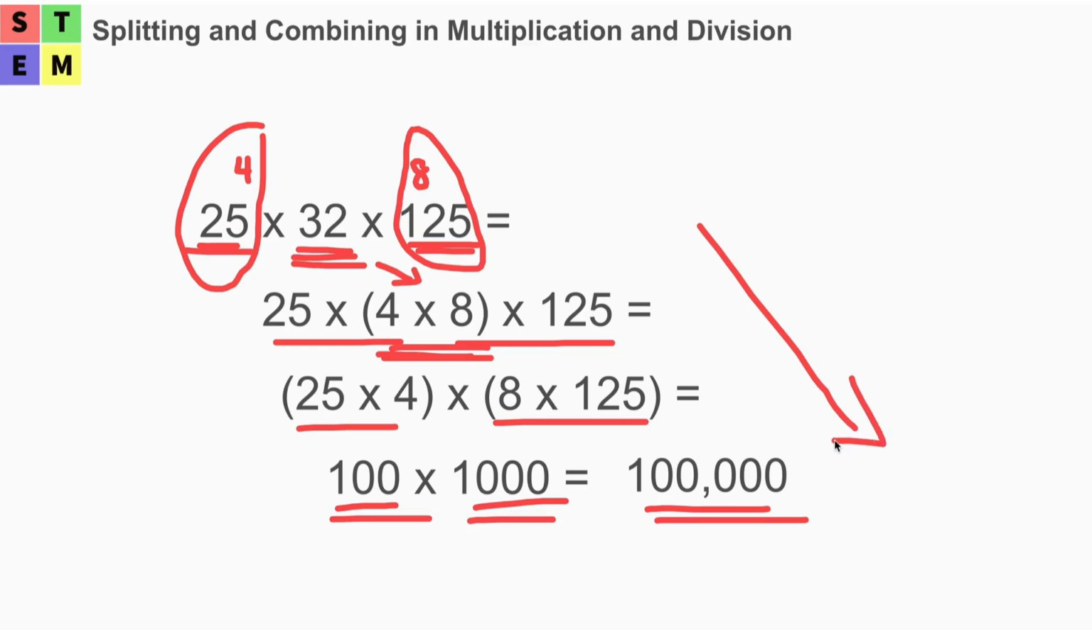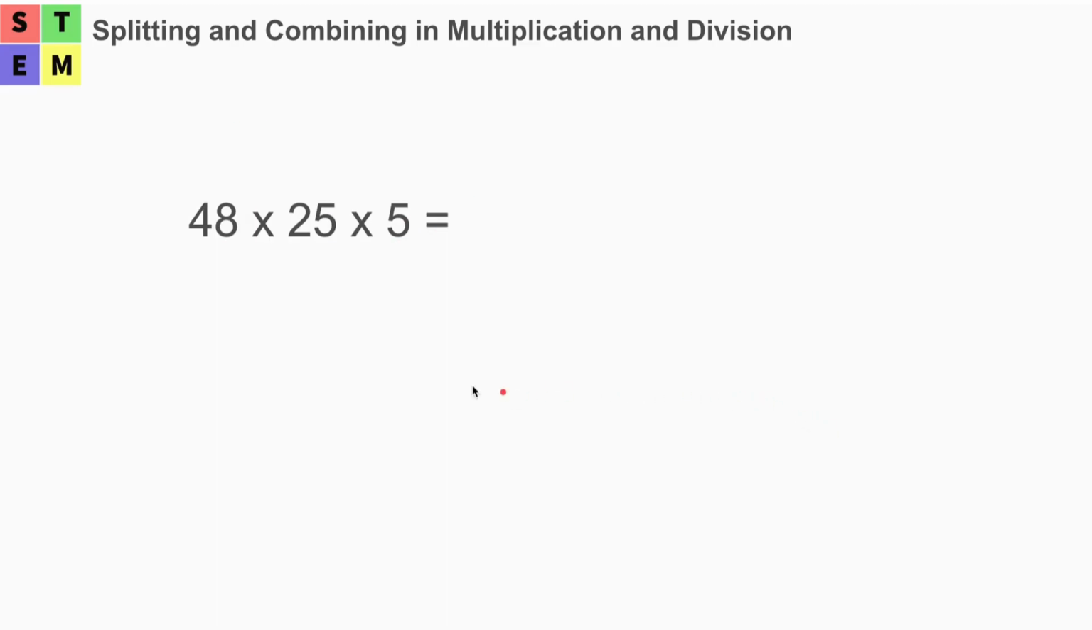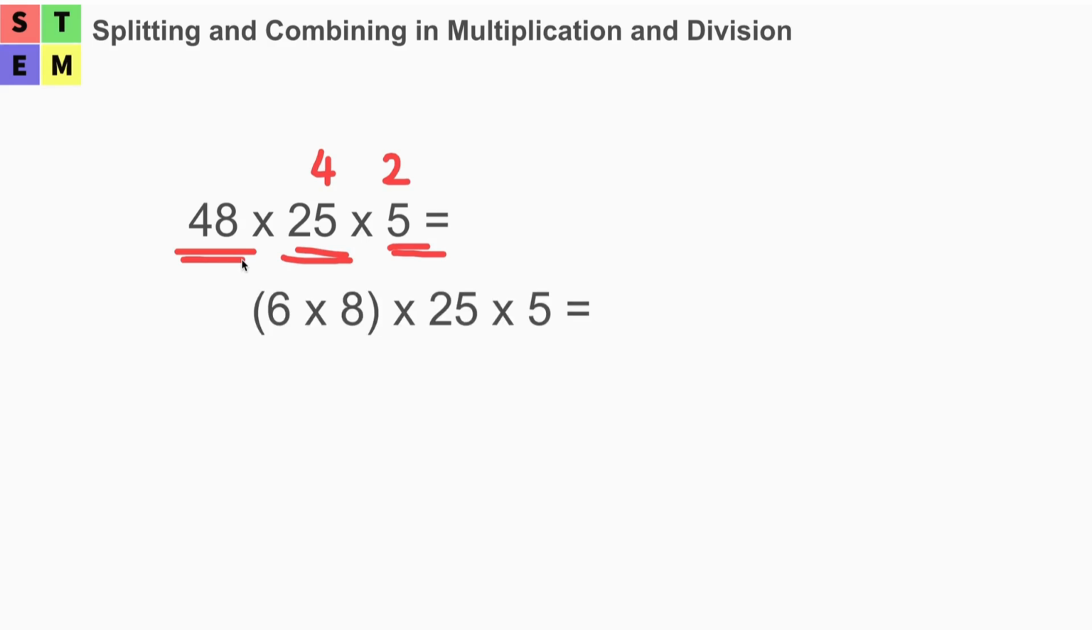So let's take a look at another example we have here. 48 times 25 times 5. Okay, so we have 25 there, we have 5 there. So again, what are we missing? Probably 4. We're missing what here? We're missing 2 times 5, right? 2 times 5 is 10. 4 times 25 is 100, right? So we need to do something here. So what are we going to do? Okay, so 48 happens to be 6 times 8 equals 48.